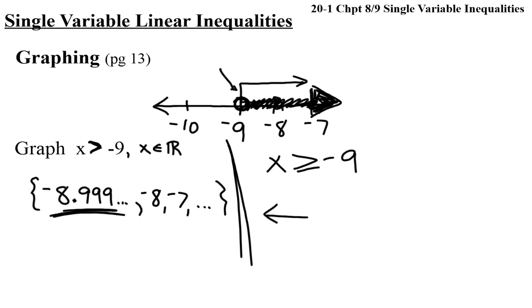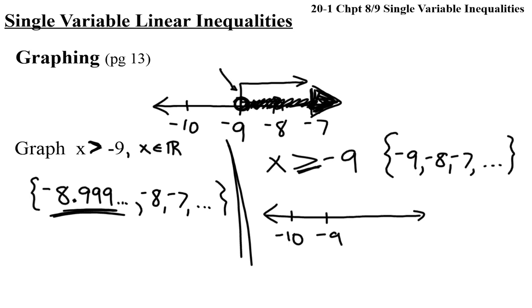Well, in this case, it's almost the same thing, but because of that equal to, we want -9 and everything bigger, -8, -7, and so on. So this time at -9, we would want to dot, highlight it in. Open dot, don't include it. Covered in dot, we want -9 and everything else going forward. And the solid line means we want all the bits and pieces between all the holes. There's how we graph single variable linear equations.